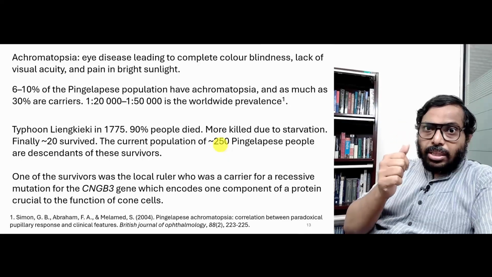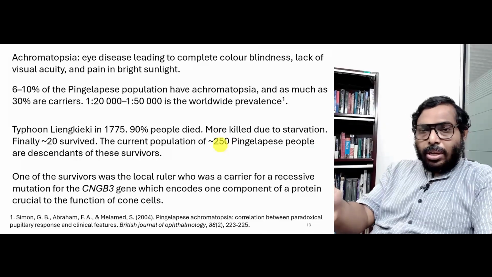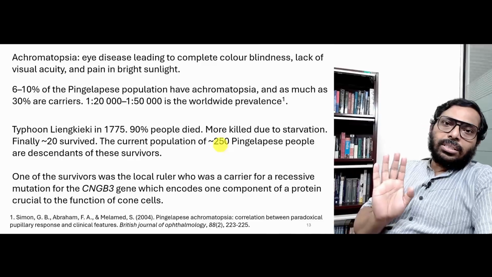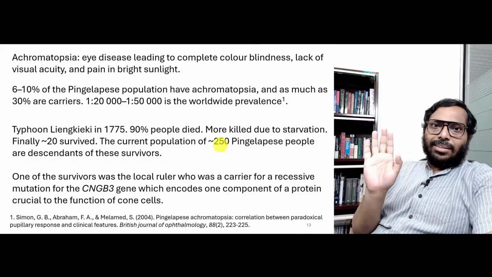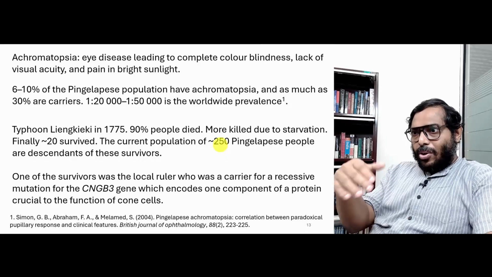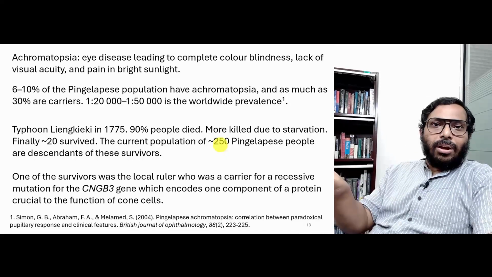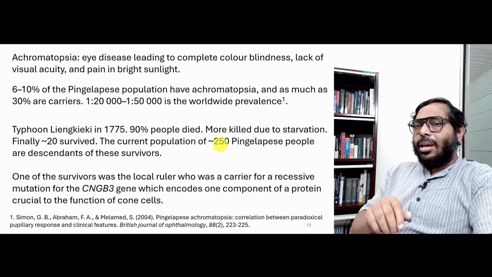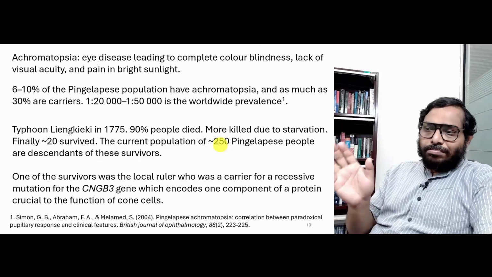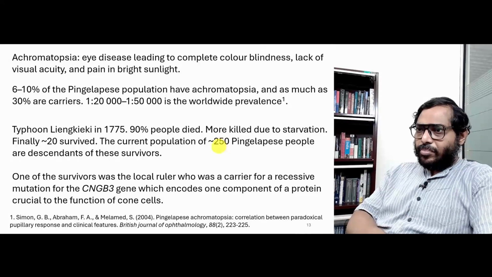The reason they are important for color vision is because of proteins, and one of the components of that protein, the gene coding for it, gets a mutation. That is it. Because this person survived, and because he was the ruler, probably he ended up having more babies, relatively speaking, the condition spread, and today the Pingelap population is suffering from this kind of situation.